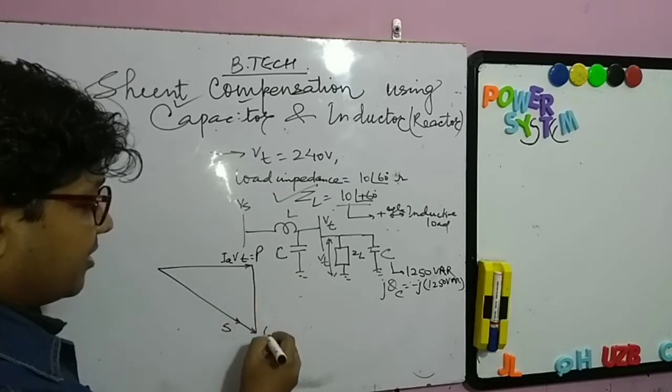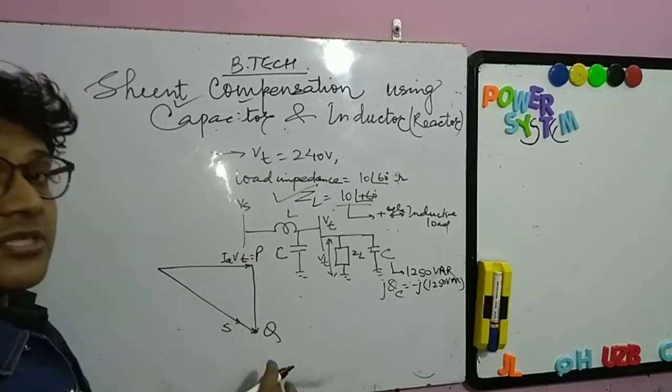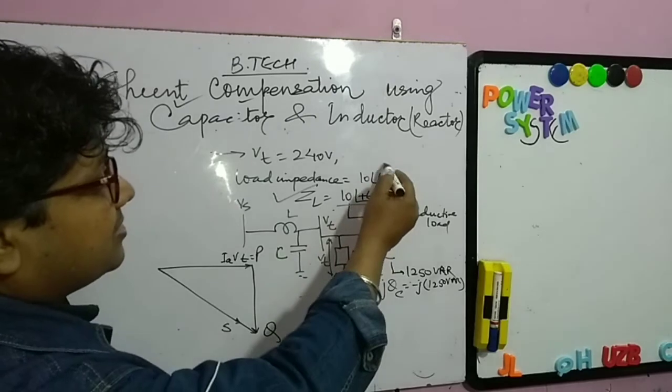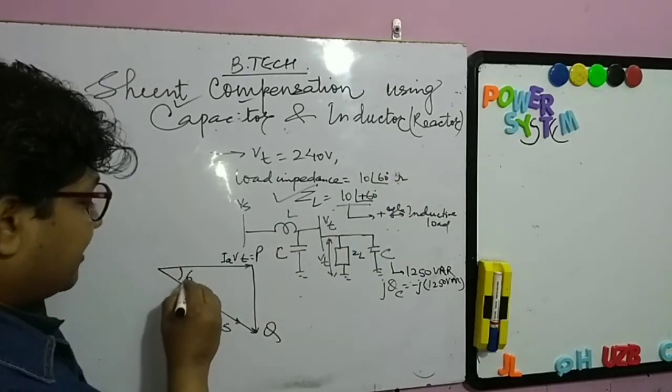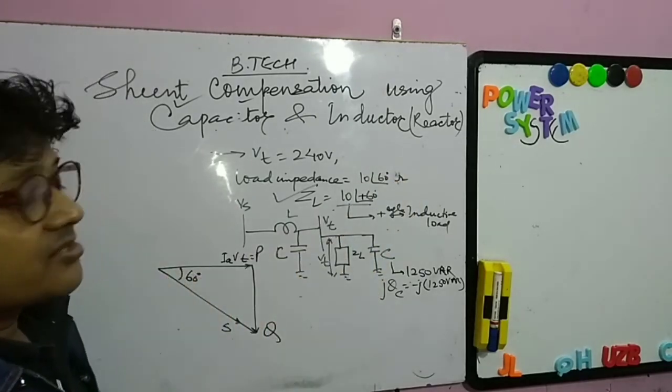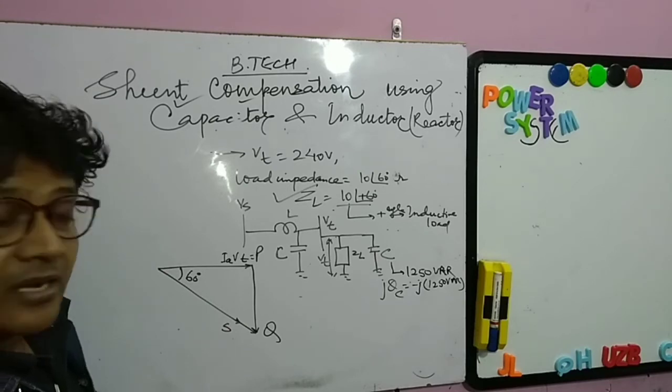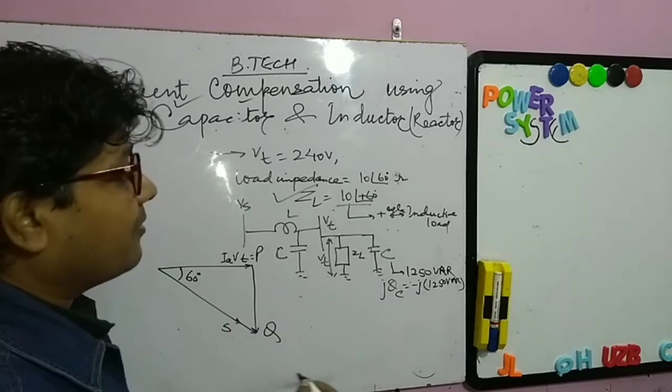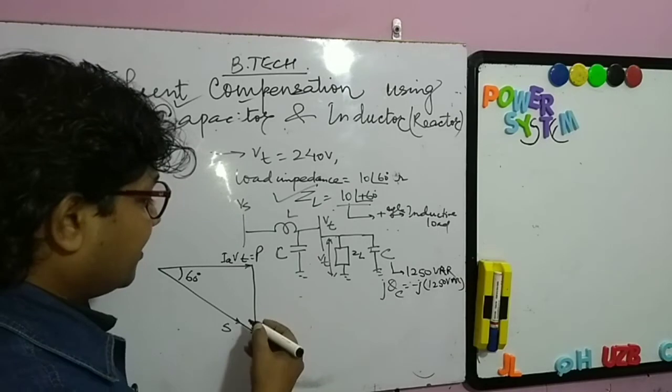This Q is your reactive power, and this 60 degrees is the power factor angle. So what will be the power? We can write here what will be the power.